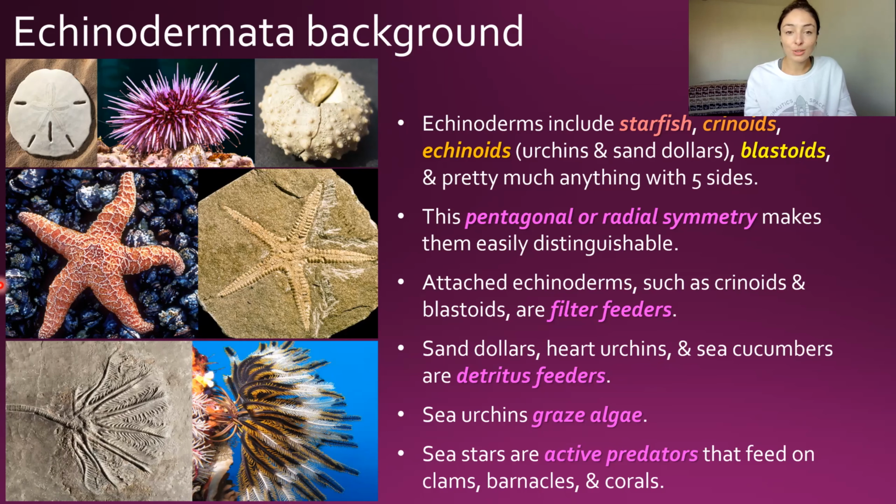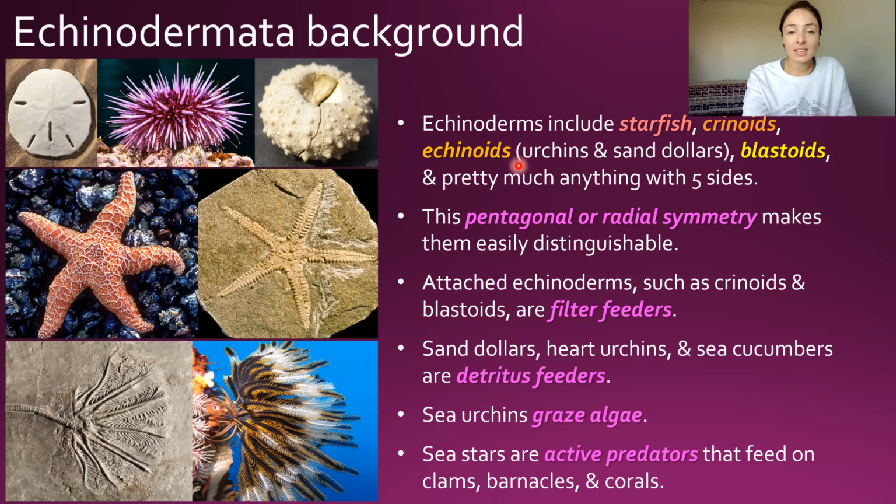Echinoderms are animals that include things like starfish, as we can see in the middle two pictures here on the left. We have a living one, a fossil one. They also include things like crinoids, as we saw in the previous slide, which are also shown at the bottom here. We got a living one and a fossilized one.